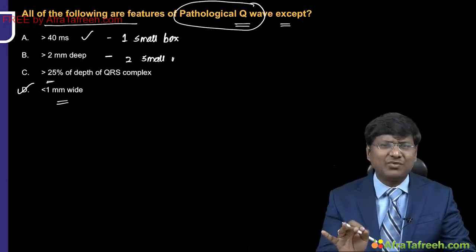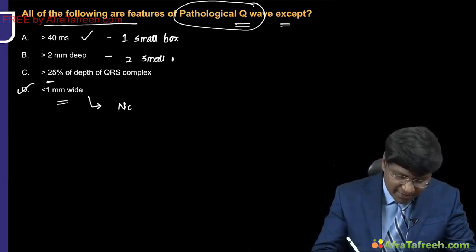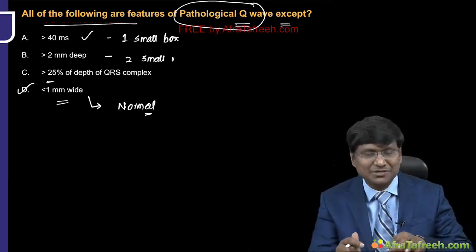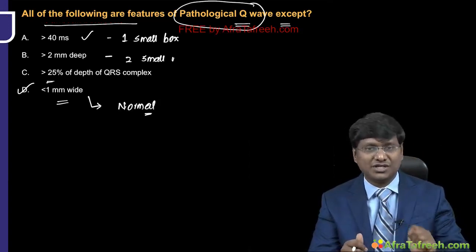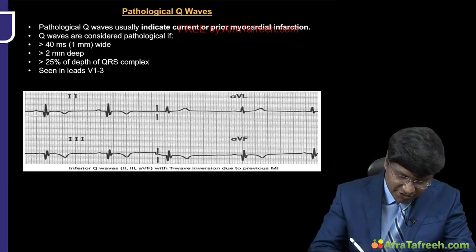So if it is less than 1 mm wide, it is considered to be the normal Q wave. It is not a pathological Q wave. Okay. Now let me show you the ECG with pathological Q wave. So you see this. This is the ECG with pathological Q wave.